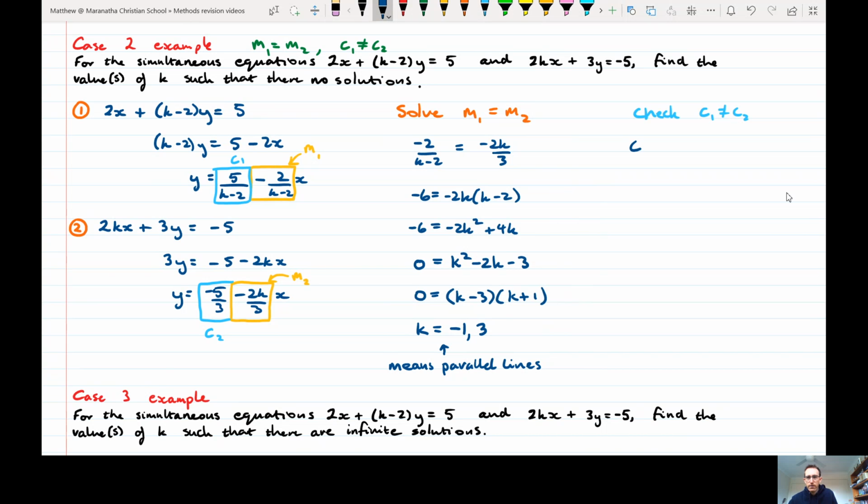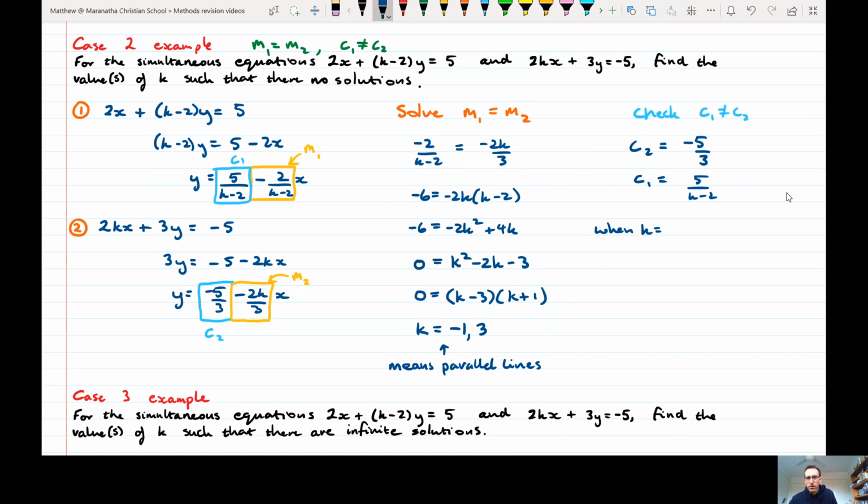So we know C2 is going to be equal to -5/3. That's a constant, that's not going to change. But C1 we know is 5 over k minus 2. So let's check that.